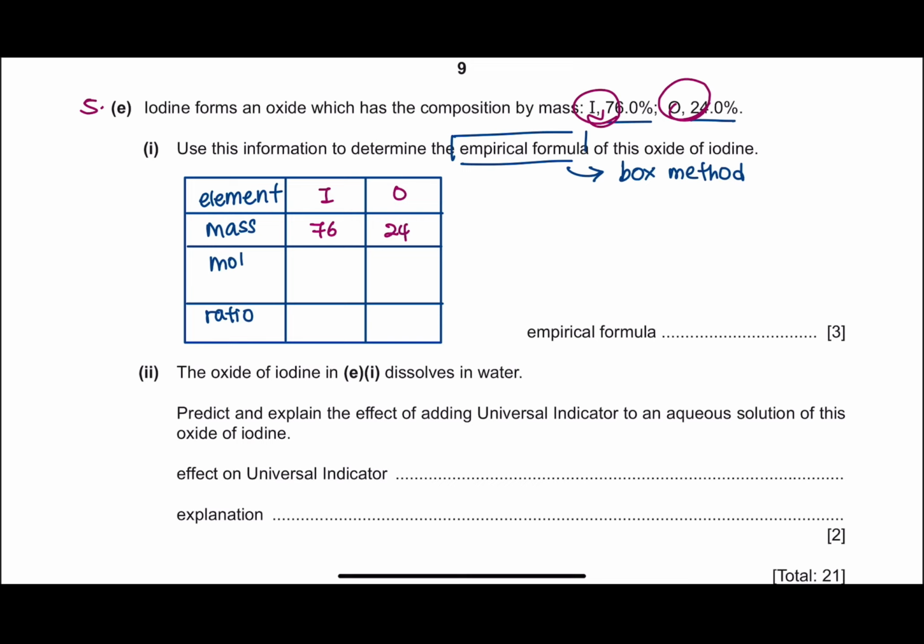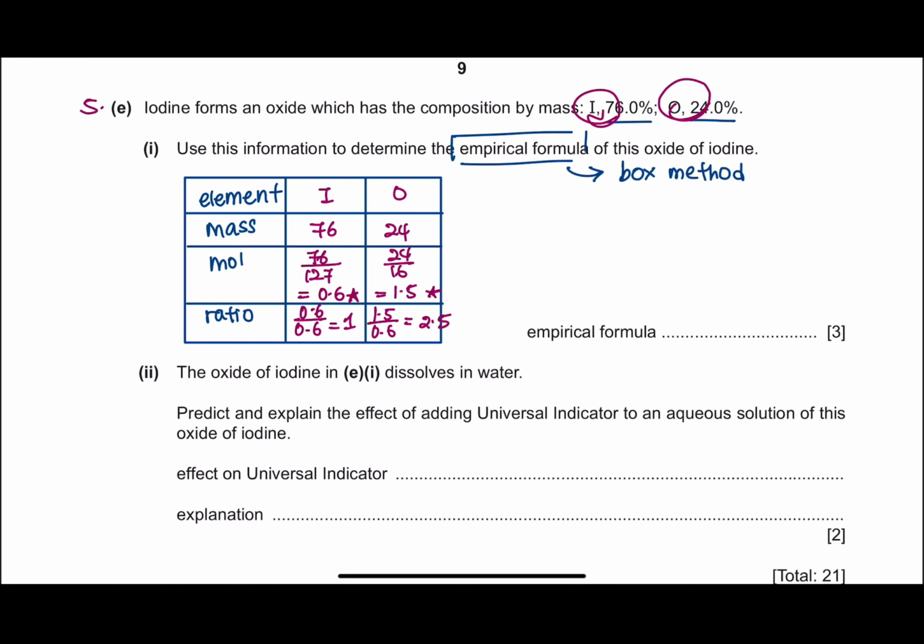Now in order to find the mole, you have to divide it with the molar mass of each of these elements. So this will give you a mole of 0.6 for iodine and 1.5 for oxygen. So as I mentioned before, in order to find the ratio, you have to divide it with the smallest value of mole, which is 0.6 if compared with 1.5. So this will give you a ratio of 1 for iodine and 2.5 for oxygen.